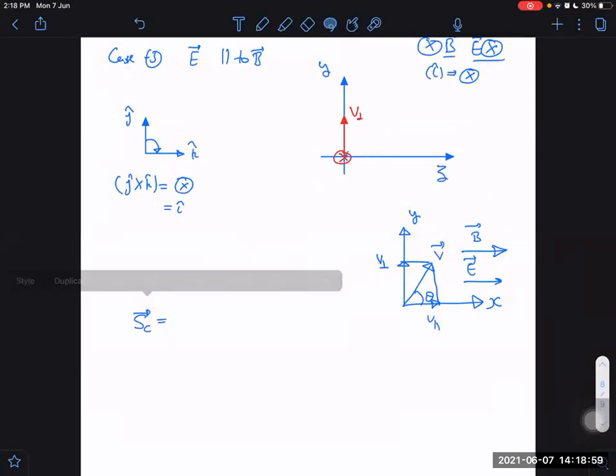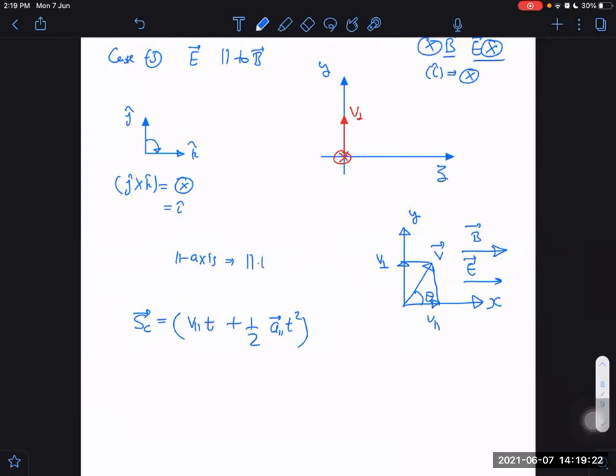Displacement of the center of the circular path will be because of V parallel into T plus half of A parallel into T square. What is the force along the parallel direction? Parallel refers to parallel to the magnetic field. What is A along parallel? Here Q E by M is acting. The magnetic field cannot apply force parallel to itself. If only the magnetic field is there, then it will be zero.